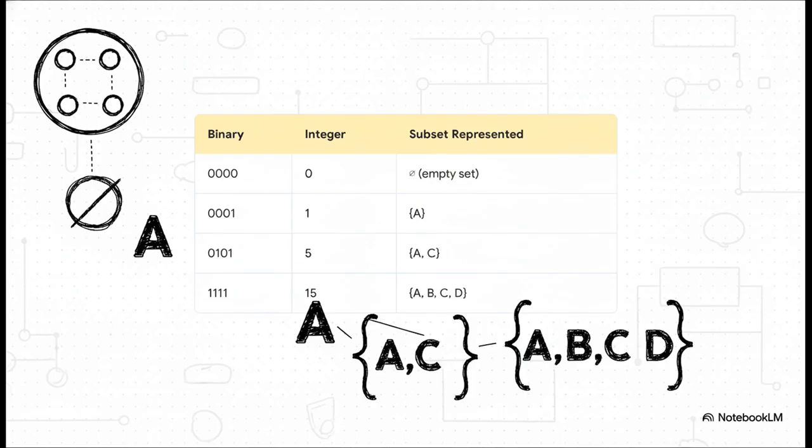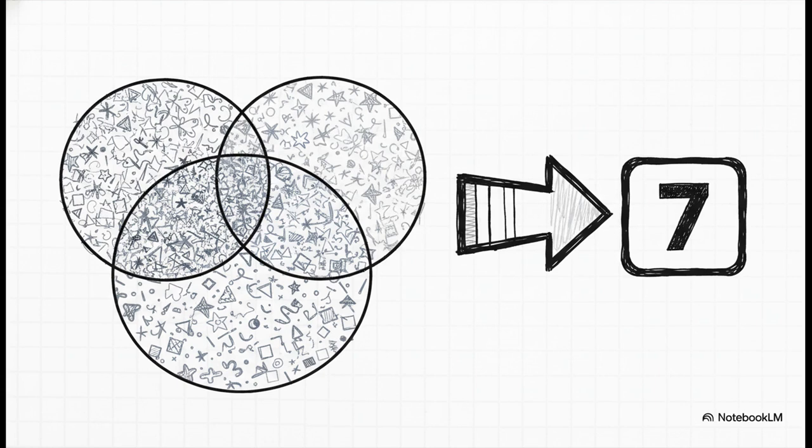The number 1, or 0001 in binary, means only the first switch is on. That represents the set with just item A. Now check out the integer 5. Why 5? Because in binary, 5 is 0101. The first and the third switches are on. That perfectly maps to the set containing A, C. Suddenly, every integer corresponds to one unique combination of our items. And that's the key takeaway right there. All the complexity of a collection, what's in it, what's not, is boiled down into one single simple integer. One number represents one unique subset.